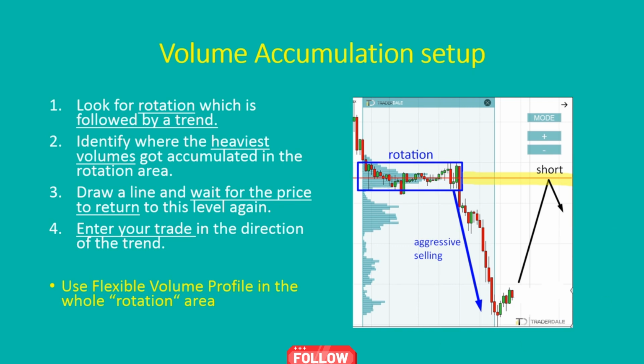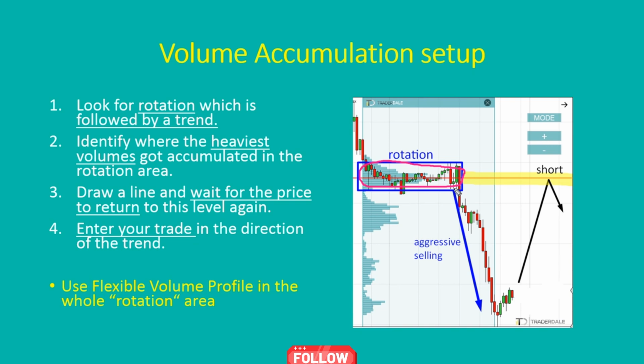And the logic behind the setup is this. In this rotation, volumes got accumulated. By the time that the rotation got created, you don't know if volumes in this area were buyers or sellers. I know that there are some volume profiles around, which sort of tell you if there are more buyers or sellers, but those are basically just fake numbers. You can't really tell if there were really buyers or sellers. Alright? So you can't really tell if there were buyers or sellers in here.